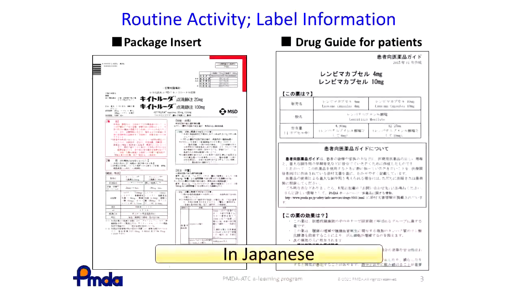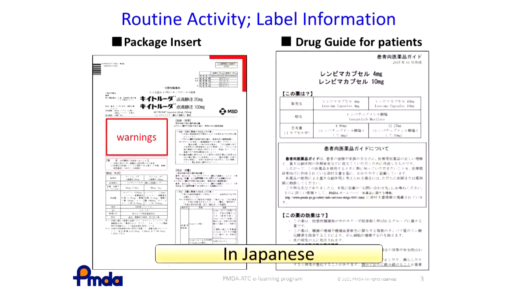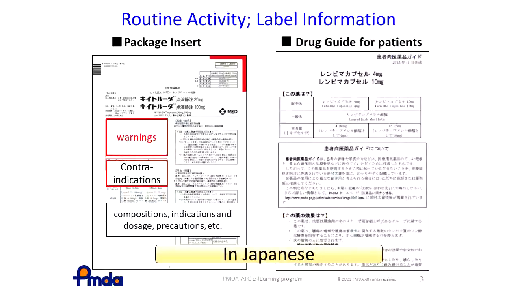These are the examples of package insert and drug guide for patients developed as routine activities. In the package insert, warnings are written in red letters within a red frame, and contraindications are written in black letters in a red frame to draw special attention. Other information, such as compositions, indications, and dosage, precautions for use, are also included.